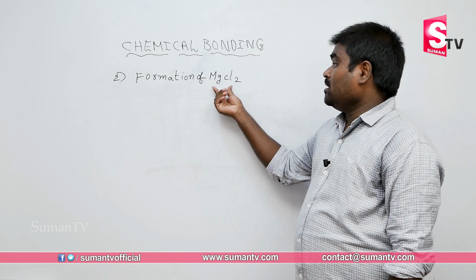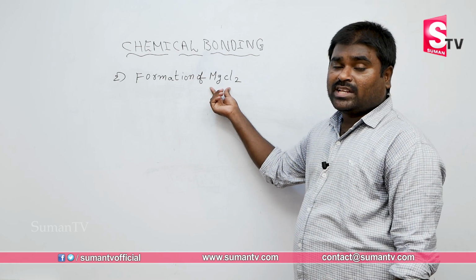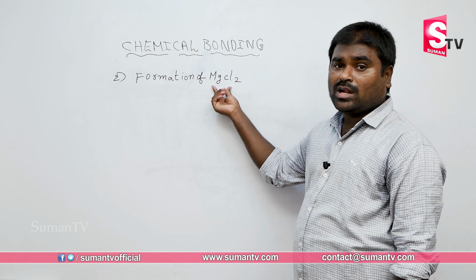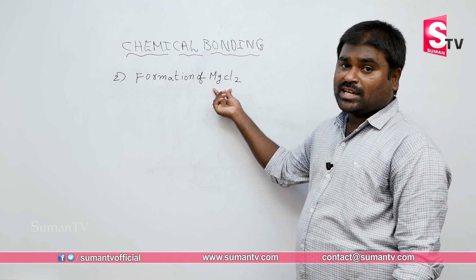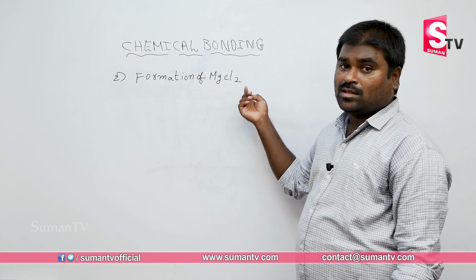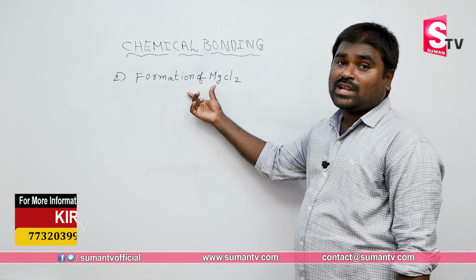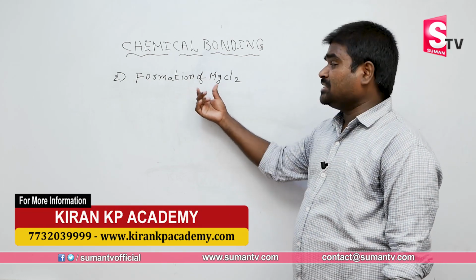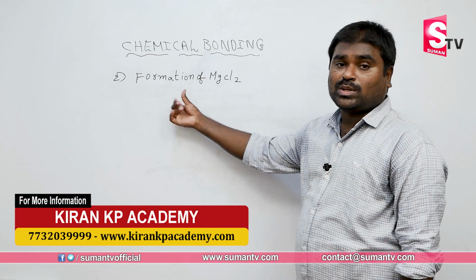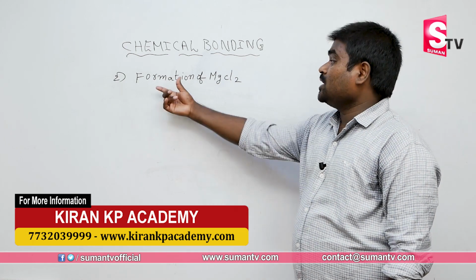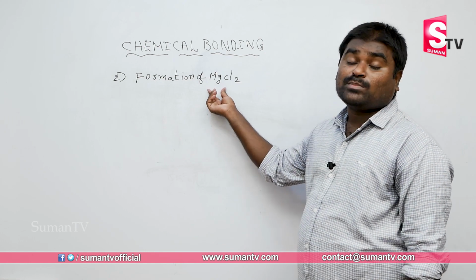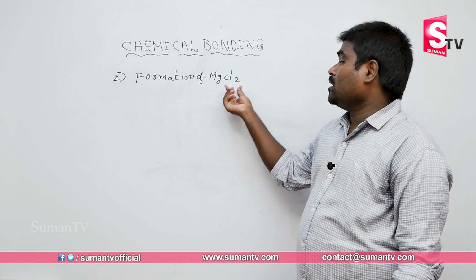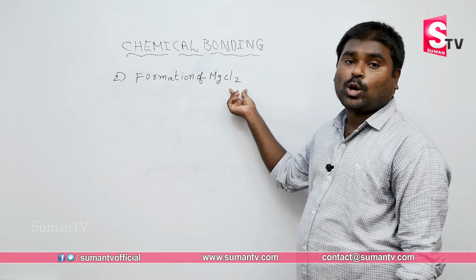In chemical bonds there are the ionic bond, covalent bond, and coordinate covalent bond also, but in the textbook only two types of bonds are given. We are learning only about ionic bonds. The first one we completed was the formation of sodium chloride, and the second is the formation of magnesium chloride. Magnesium is an S block element, a metal. Chlorine is a P block element, a non-metal.